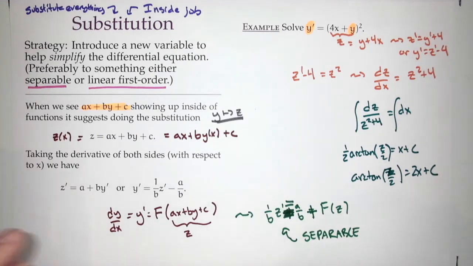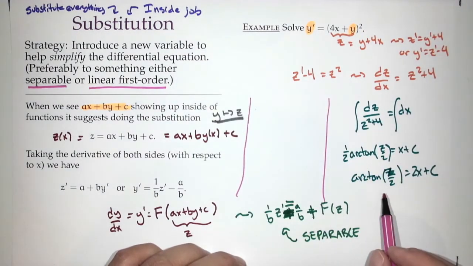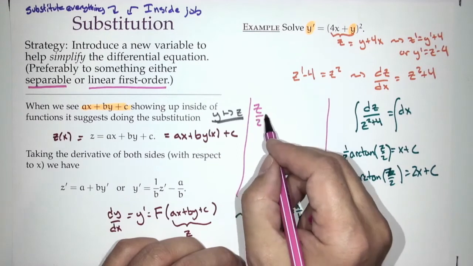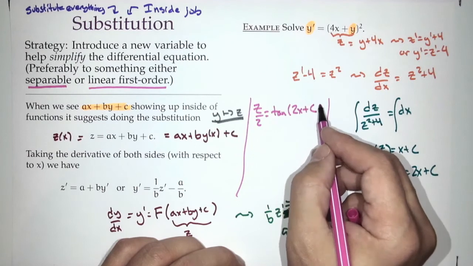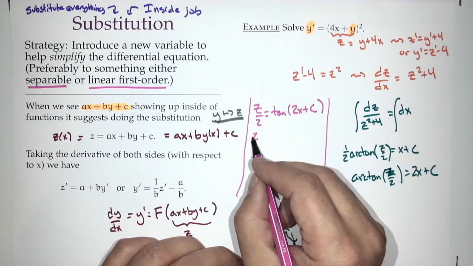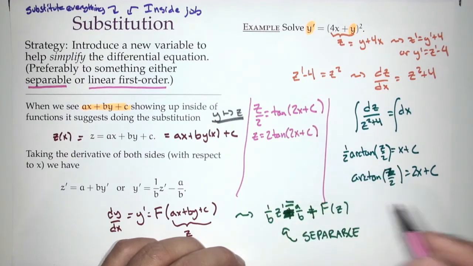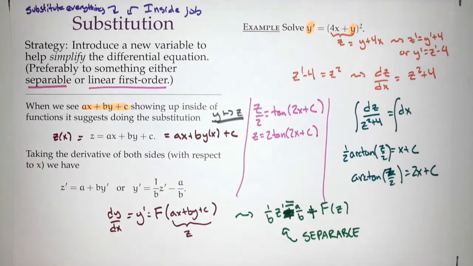Now, let's go a little bit further. We don't have space, but we'll pretend like we did. And, okay, how do I get rid of arctangent? Use tangent, so z over 2 is equal to tangent of 2x plus some constant c. Or z is equal to 2 tangent of 2x plus c. So is that our final answer? No. Why not? We did our substitution. So when we do substitution, we have to go back to where we started. Where did we start?